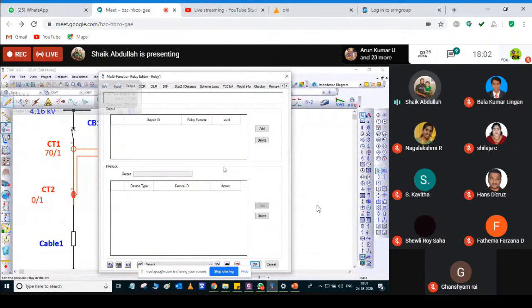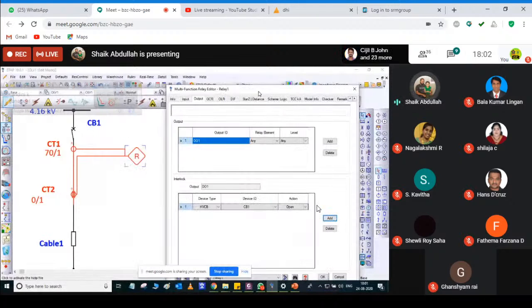Then now go to the output. You are adding one stage of output. Then you are going to configure the relay, and the relay name is CB1. So this is nothing but HECB, because this is 4.16 kV. So this is called HECB. And the breaker which we are going to configure is nothing but CB1.